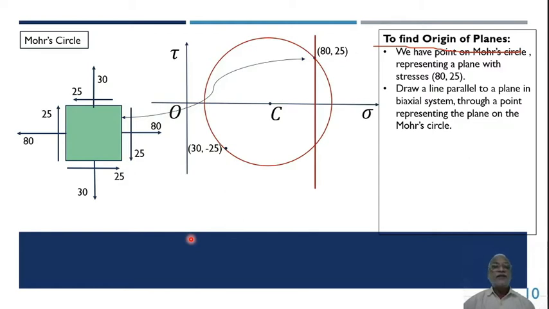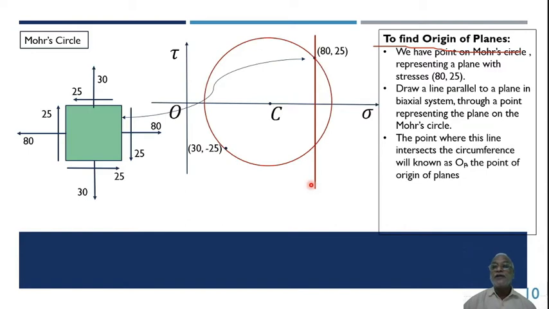I think it is easy, right? This plane is represented by a point there, so a line parallel to this I have to draw through that point. Then the point where this line intersects the circumference will be known as OP, the point of origin of planes. When I draw here, I have got a point. This point is known as origin of planes. So that is what it is.